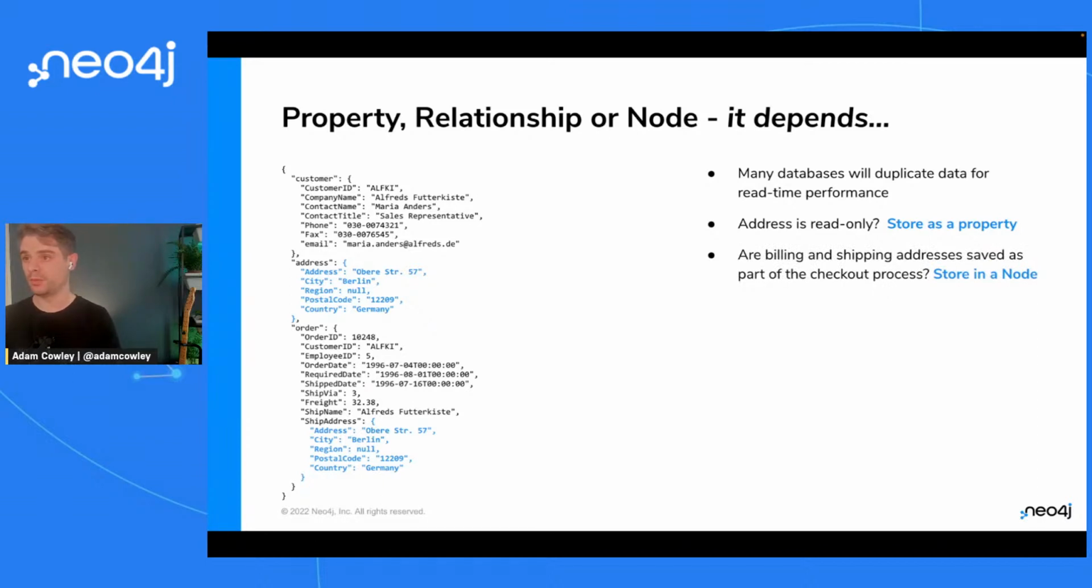But on the other hand, if the billing address or the shipping address are saved as part of the checkout process, or something that's hinted to the user or supplied to the user when they provide their next order, actually it makes sense to store that in a node. And then we can follow a relationship from the customer node to the addresses, and then list those on the screen as the user completes their order.